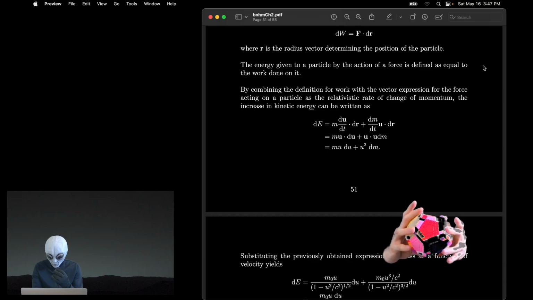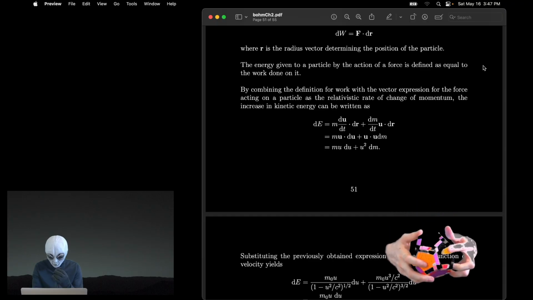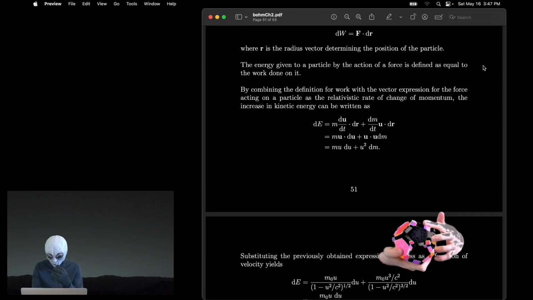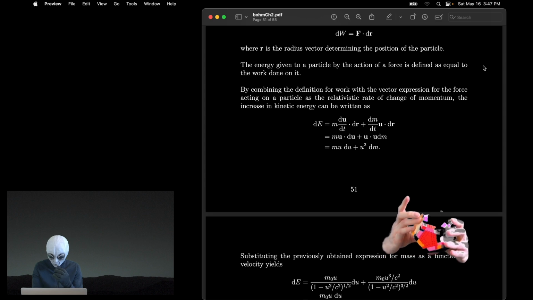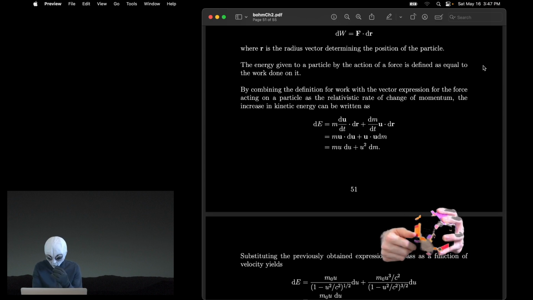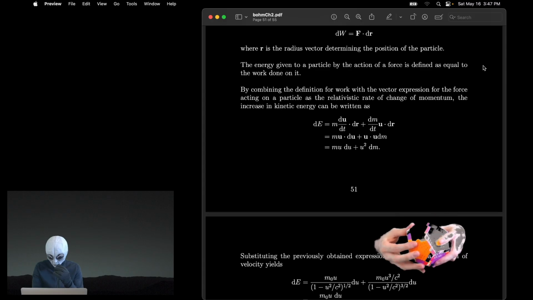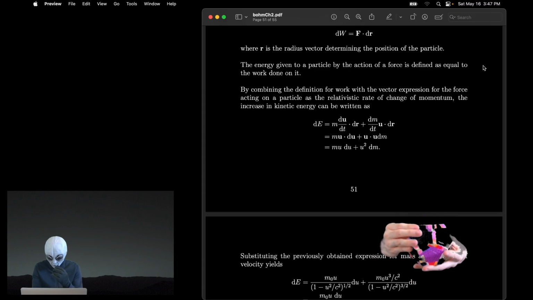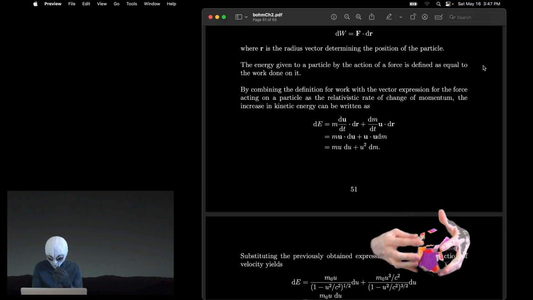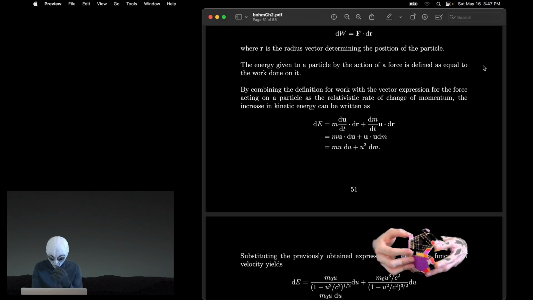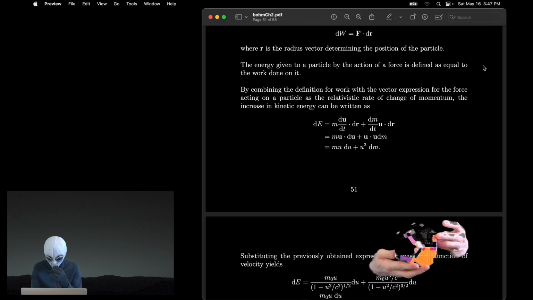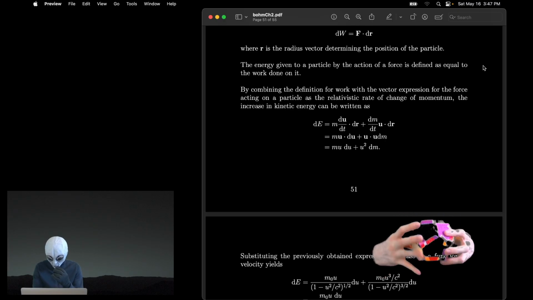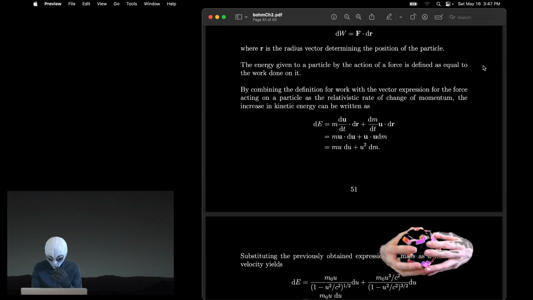By combining the definition for work with the vector expression for the force acting on a particle as the relativistic rate of change of momentum, the increase in kinetic energy can be written as dE equals m times the dot product of du/dt with dr plus dm/dt times the dot product of u with dr, which equals m times the dot product of u with du plus the dot product of u with u times dm, which is equal to mu du plus u squared dm.